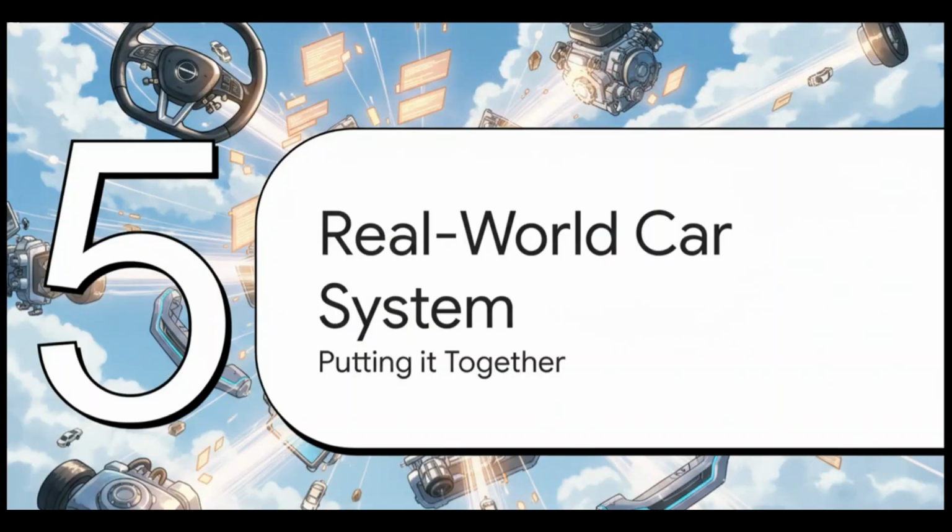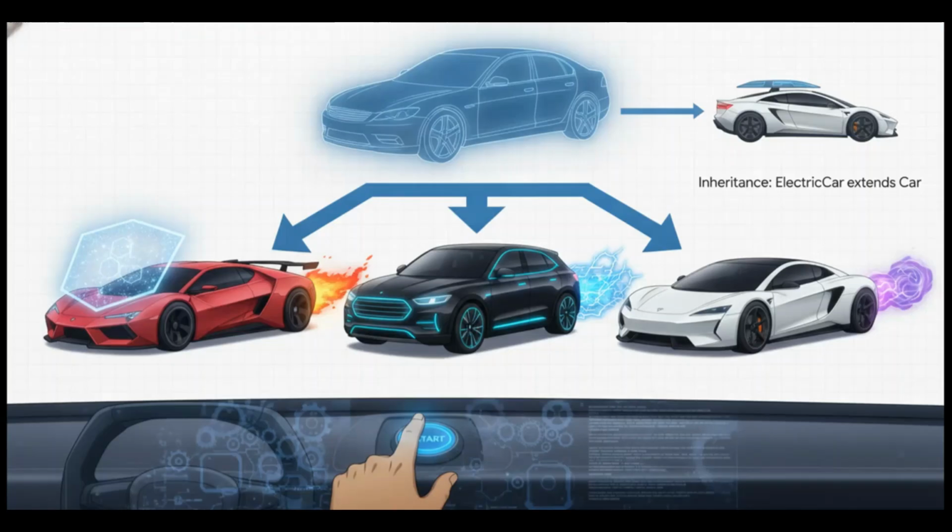Let's move to our final segment. Section 5, the real-world car system. Okay, let's take every single concept we just learned and see how it builds into a complete real-world architecture. Because this maps so perfectly to physical reality. Our blueprint, our base class, is simply car. From that blueprint, we spin up distinct living objects, a BMW, an Audi, a Tesla.